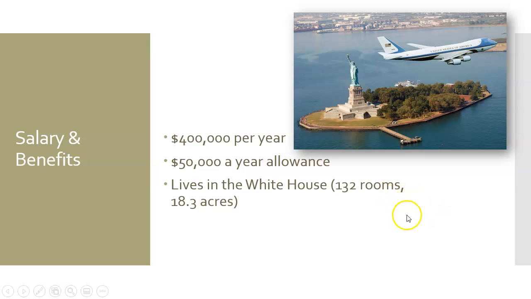You get to live in the White House. It's 132 rooms, 18.3 acres. It's one of the most famous residences in the world. You get to live there. It's 4 stories tall. The president's 3 stories tall. The president gets to live on the 2nd floor with his family. And actually, there's a 3rd floor that was added, I think, in the 40s when Truman was president. So it's a pretty big house, and it's a pretty historic house. You get to live there when you're president.